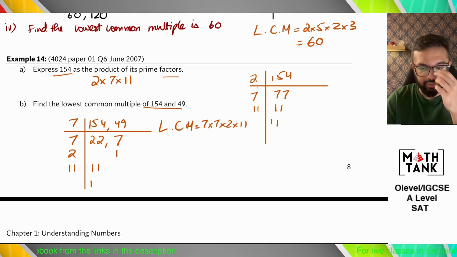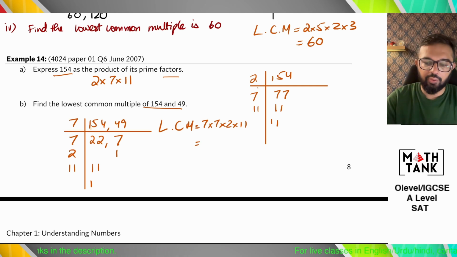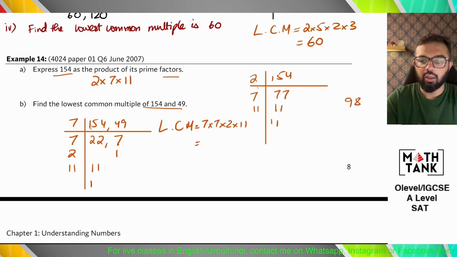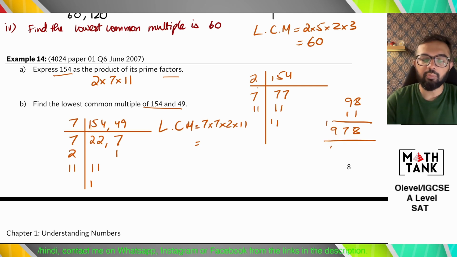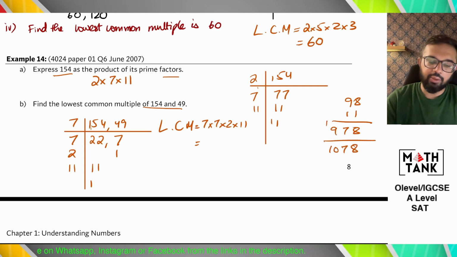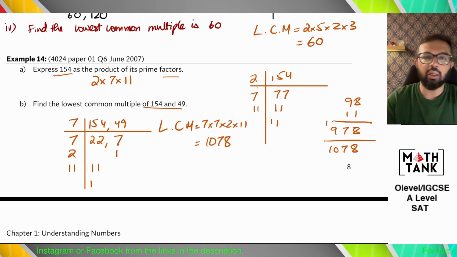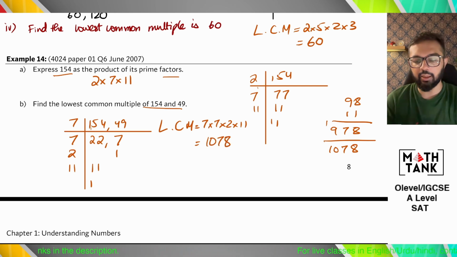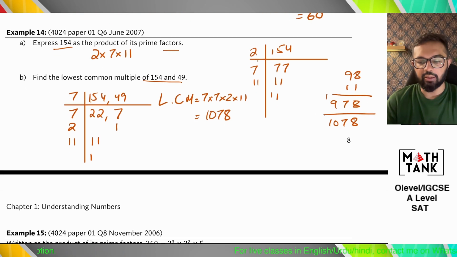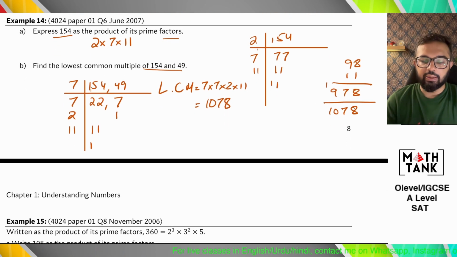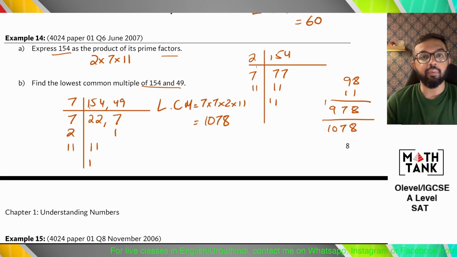Okay, that's quite a big number. I can multiply this for you. 7 into 7 is 49, 49 into 2 is 98. 98 into 11 is easy to do. Okay, 1078. There's a trick for multiplying by 11. You might see this on a different video in my channel. You can go back and scroll through that. So 1078. Okay, that's the lowest common multiple of 154 and 49.